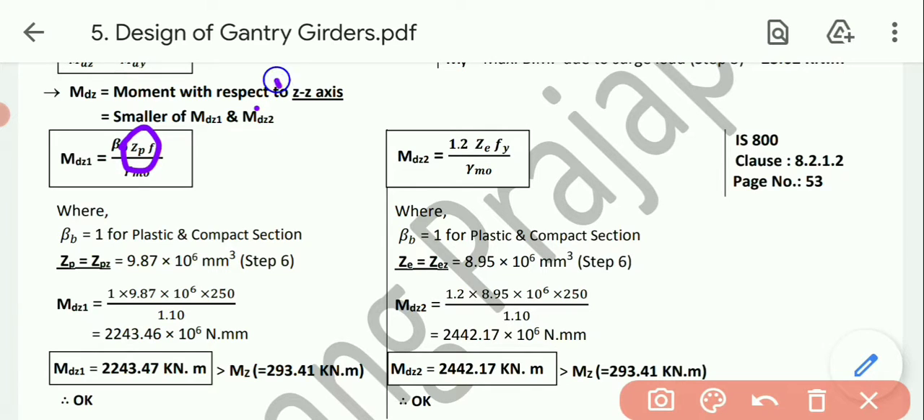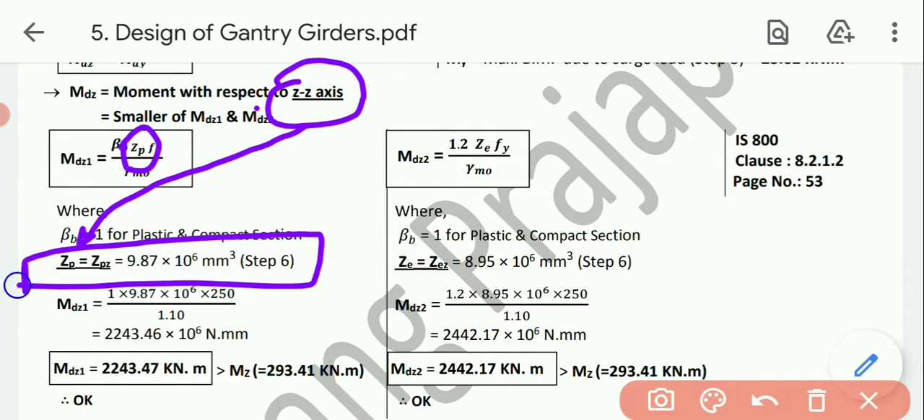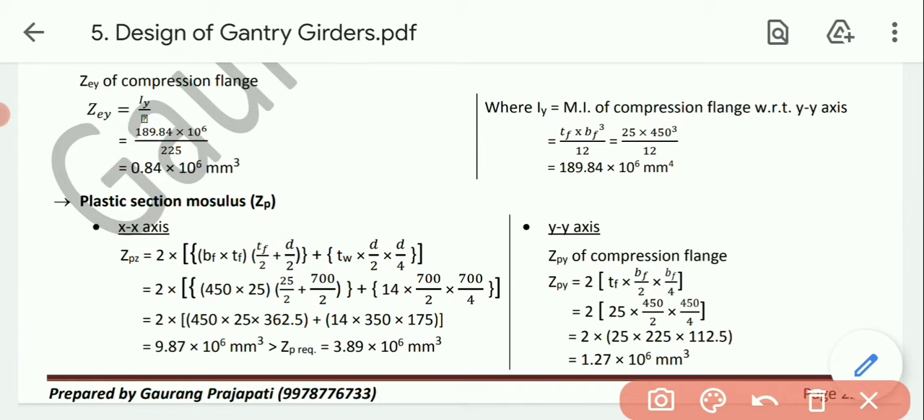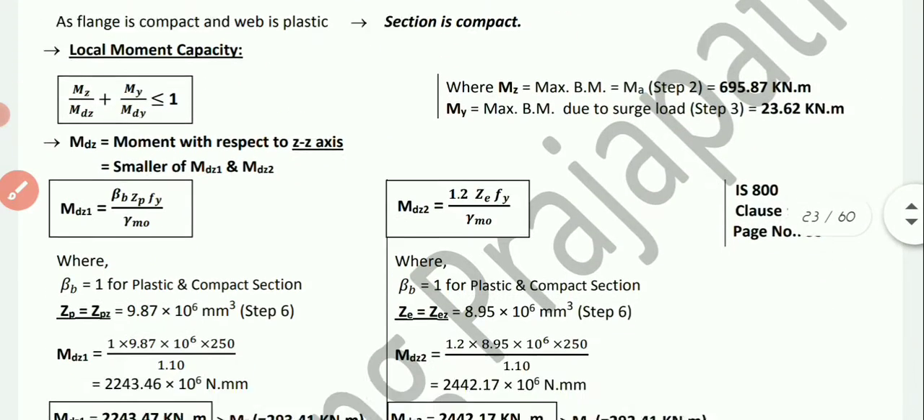Now as we are going to calculate the moment with respect to zz axis, ultimately Zp will be Zpz, which we have already calculated in the previous step, that is 9.87 into 10 raised to 6. Let me show you Zpz over here. You can see, just a minute, Zpz is 9.87 into 10 raised to 6. So we have these values over here.